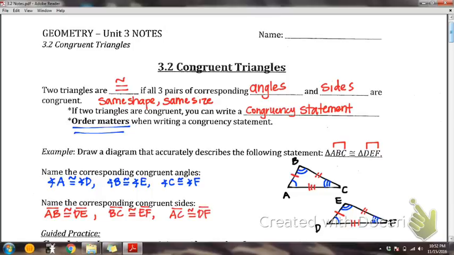So if you look at this, I have 3 pairs of angles and I have 3 pairs of sides. This would mean that these 2 triangles, ABC and DEF, are congruent. Again, using the congruency statement is really, really helpful. There are going to be times where you don't have the congruency statement yet, and you'll have to create one, but we'll help you with that. Okay? Alright, so this is kind of a basic introduction of what congruent triangles are. So let's go a little bit deeper.